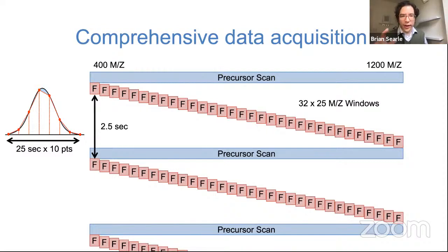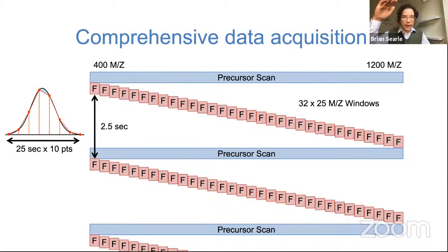The goal here is that you want to get around 10 points across the peak for a 25-second peak. So the distance between each fragment ion scan and the next needs to be around 2.5 seconds. They need to happen in relatively fast order. All of those, the precursor scan and all those fragment ion scans, have to happen in that same cycle time, around 3 seconds or 2.5 seconds.